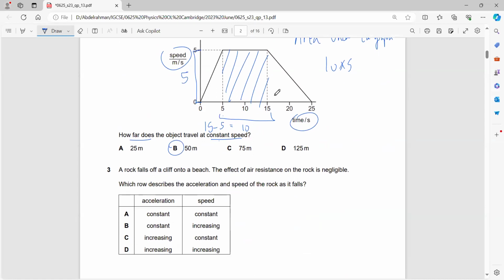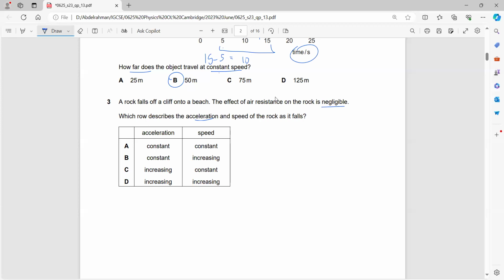A rock falls off a cliff onto a beach. The effect of air resistance is negligible. Which row describes the acceleration of the rock as it falls? While the rock is falling, what happens to the acceleration and what happens to the speed? Can the speed be constant? Definitely not. The speed cannot be constant. The speed is increasing.